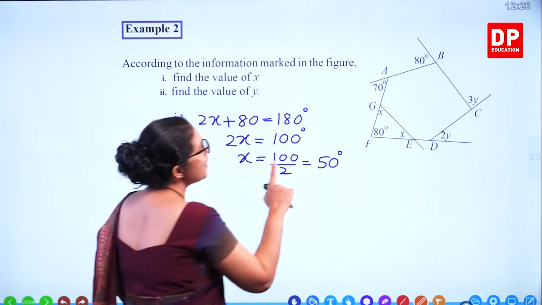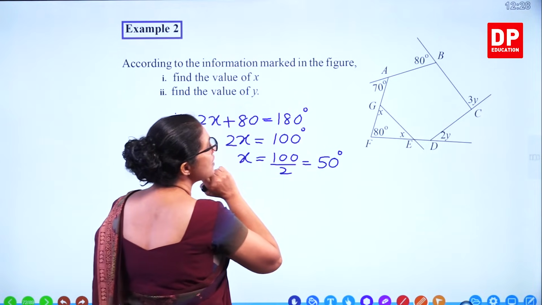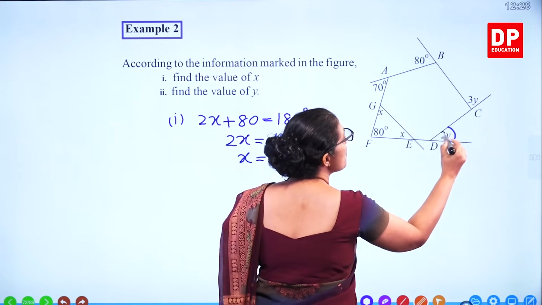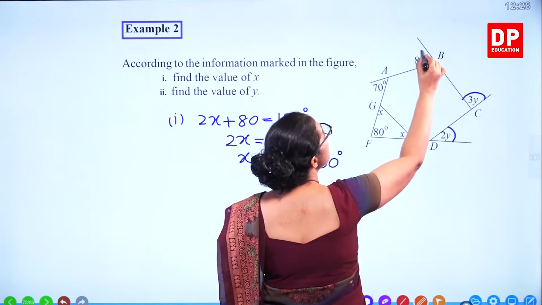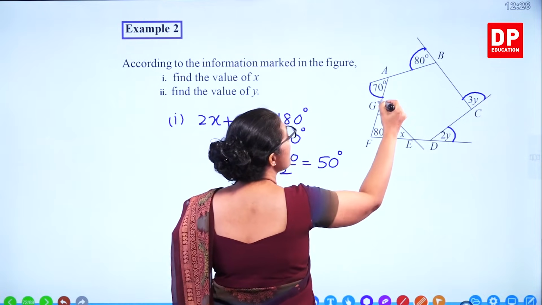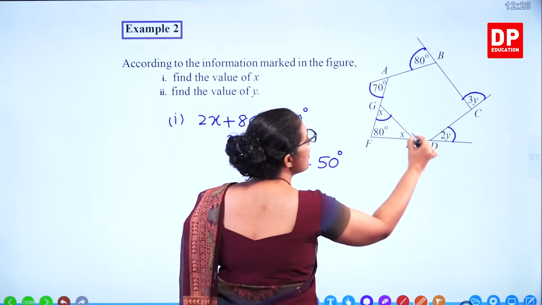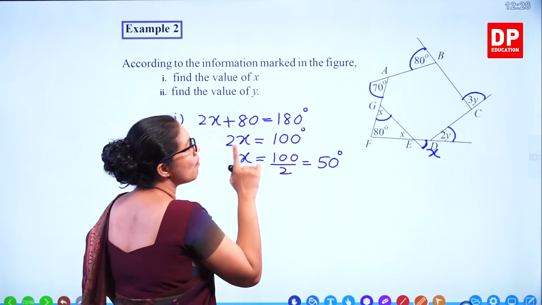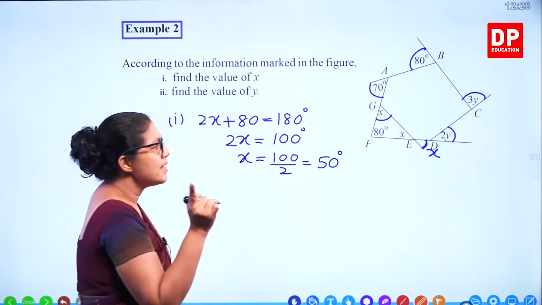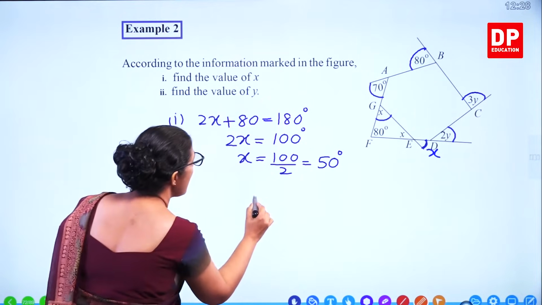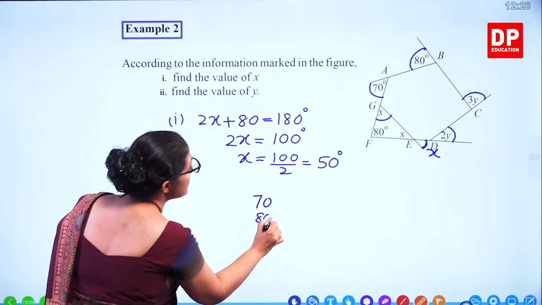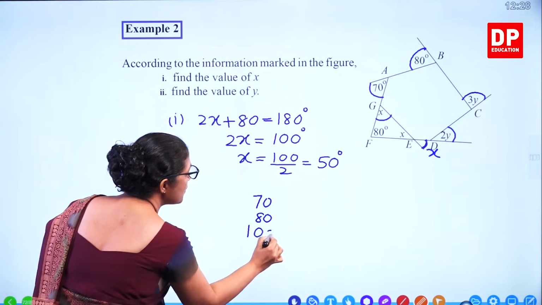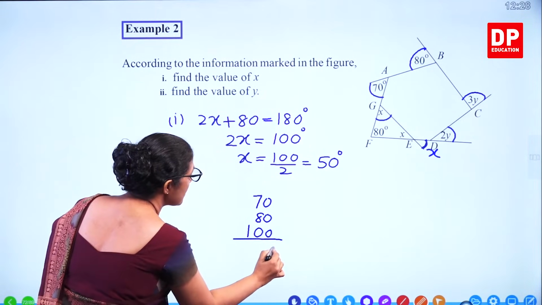Now we have to find out what is the y value. Now take a look at all exterior angles. When you extend, this is one exterior angle, this is another, this is the third one, this is the other one. Now here, if this is x, this is also x. Now all these add up to 360. So we'll add the angles 70, 80 and 2 x's. That means 100, 50 and 50.